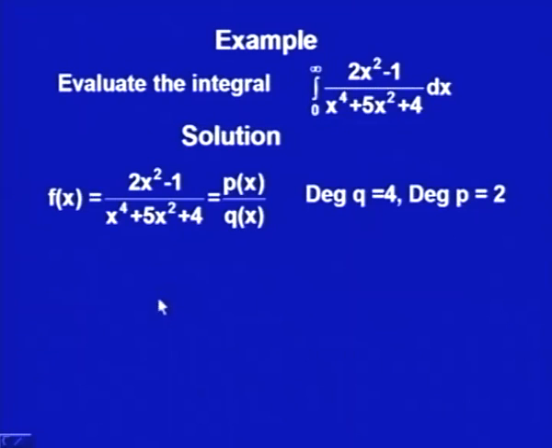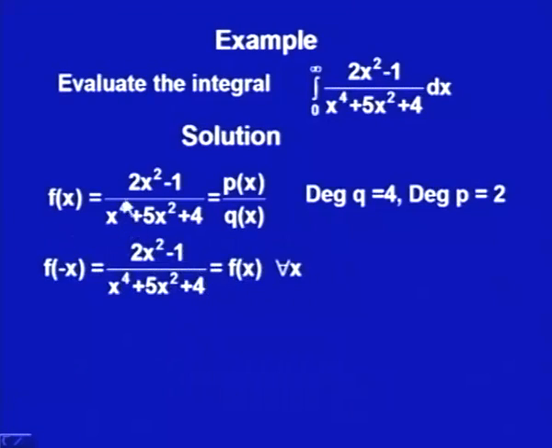Moreover, f of minus x, since it is x square, would remain as x square. So it is 2x square minus 1 upon x to the power 4 plus 5 x square plus 4; for minus x, x to the power 4 remains as x to the power 4, and 5 times x square remains as such, plus 4. So f of minus x is equal to f of x for all x, that is, the function is even also.